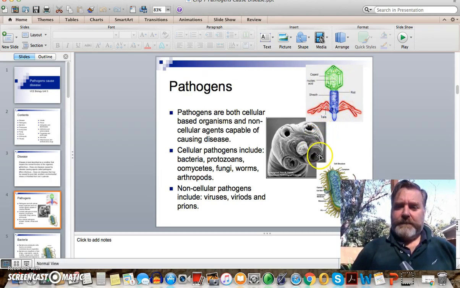We have the prokaryotic things like bacteria. So we have wonderful bacteria down here, which can obviously do good things as well, and also things like worms and fungi and other living organisms that are multicellular rather than single-celled or small-celled like bacteria.